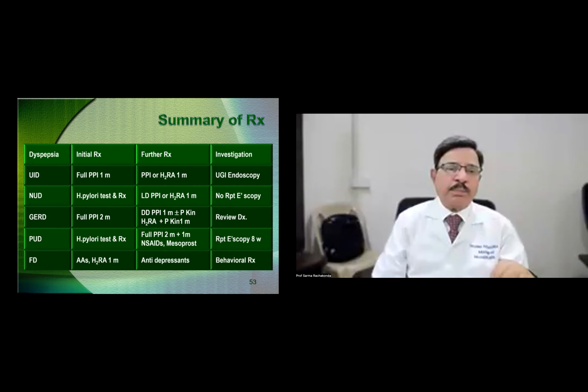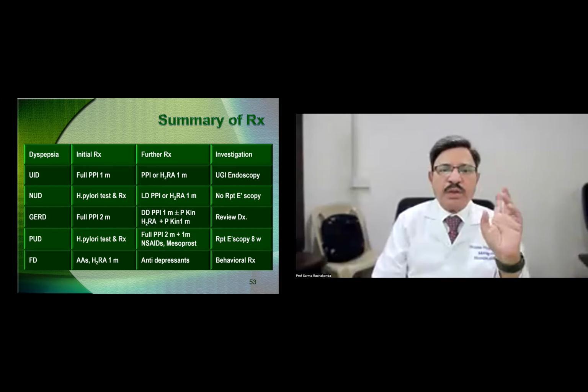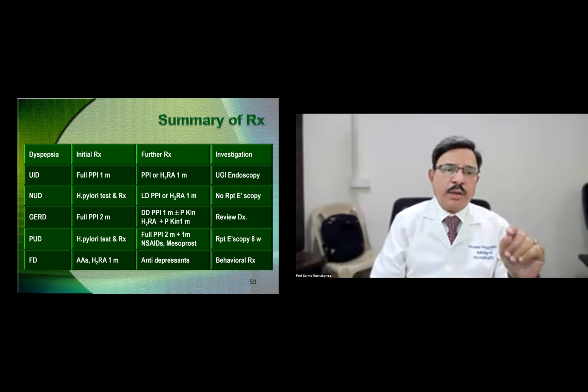PUD: when you have peptic ulcer disease, you must treat for H. pylori, because H. pylori is a common offender for PUD. Even if the test is negative, you give an empirical treatment for H. pylori in PUD. Then full dose PPI for 2 months plus 1 more month, and reduce all NSAIDs. Misoprostol can be used. Misoprostol is a prostaglandin analogue which will increase the mucosal defense, and then PUD will heal.